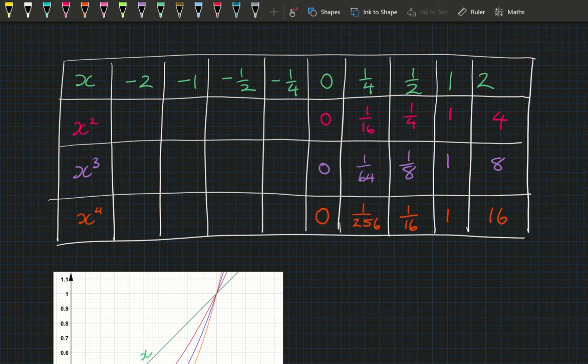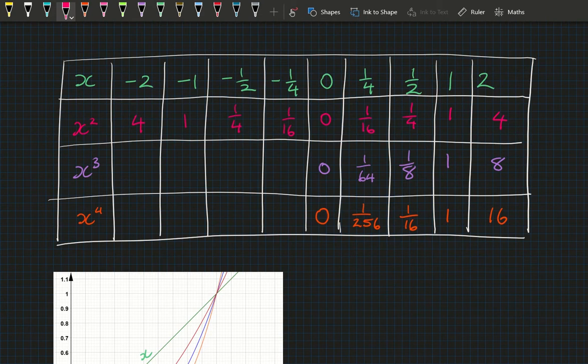All right, let's have a look at some negative values there. So x squared doesn't matter if it's negative or positive. So all these values here are going to be the same. And that's because a negative times a negative is a positive. And the same is true for x to the 4, because a negative times a negative is positive, times a negative is negative, times a negative is a negative times a negative, and that's positive. Goodness me, that was a mouthful.